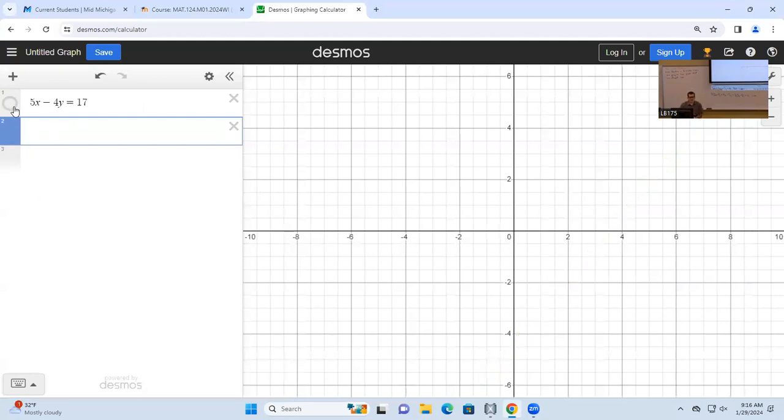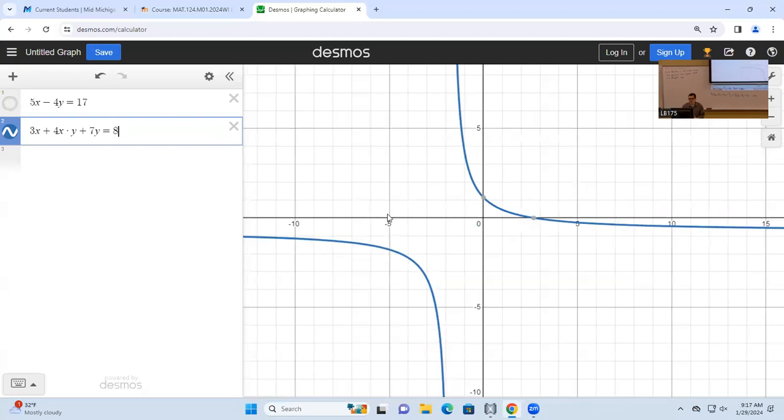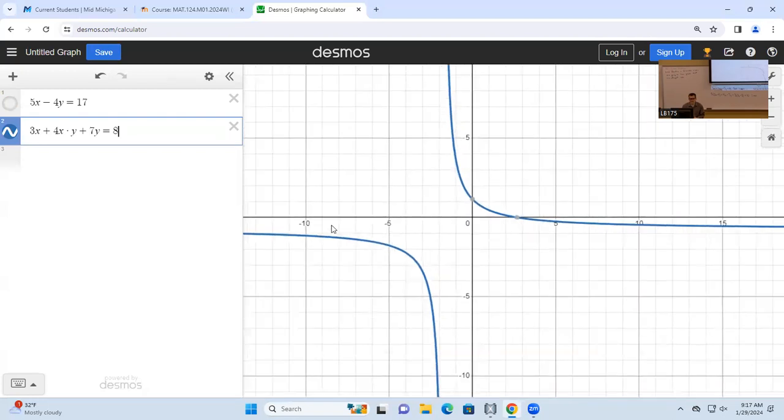What about the one that was not linear where we had x times y? Let's take a look at that. 3x plus 4xy. Or actually, x times y. Let's do that just to make sure it's right. Plus 7y equals 8. Notice that x times y piece forced me to have like an asymptote of some sort. Weird, huh?